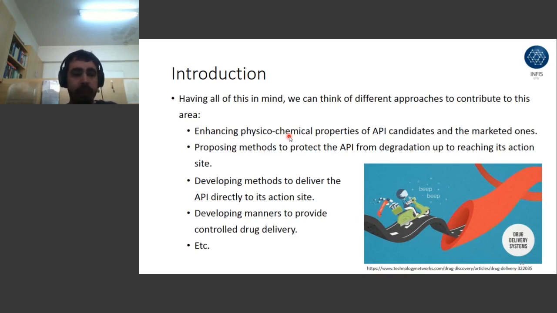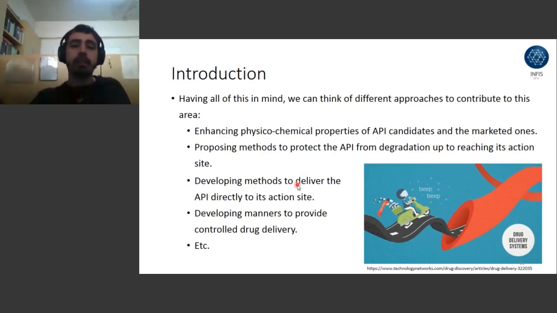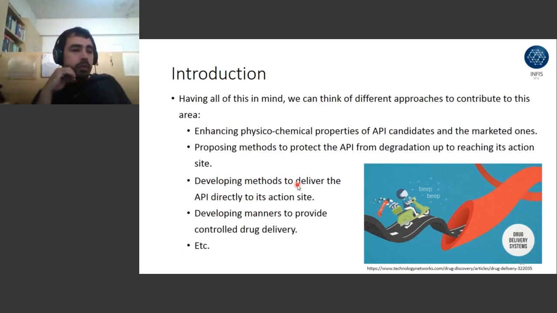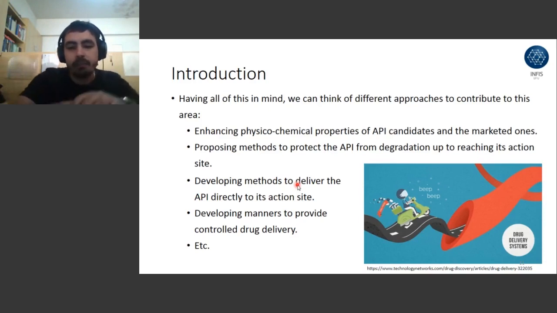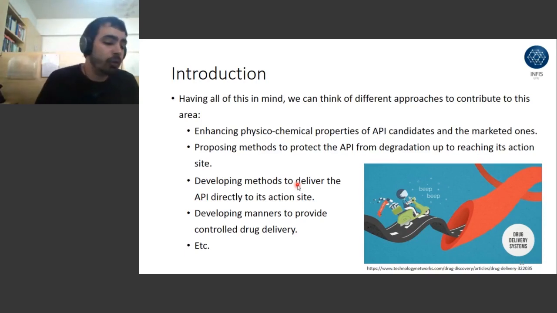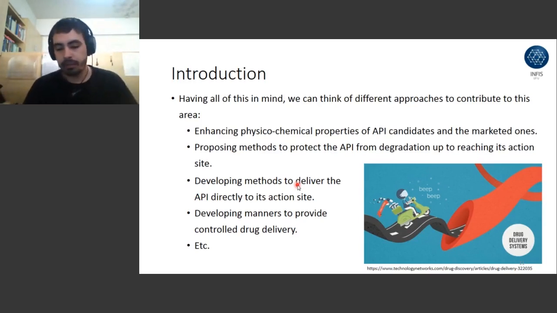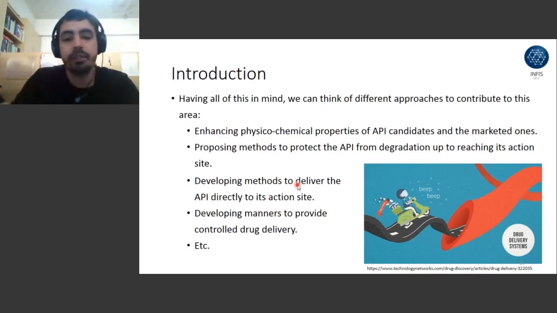There are some ways of doing that. We can try, for example, to develop methods to deliver the drug directly to the action site. This might be very interesting, for example, when we are dealing with cancer. In the initial phases, cancer is a localized problem. In the case of chemotherapy, the drug is spread all over the body, so that's why the side effects are so hard in this kind of treatment. But if you are able to deliver the drug directly to the region where the patient has cancer, it would improve a lot the effectiveness of the treatment, for example.